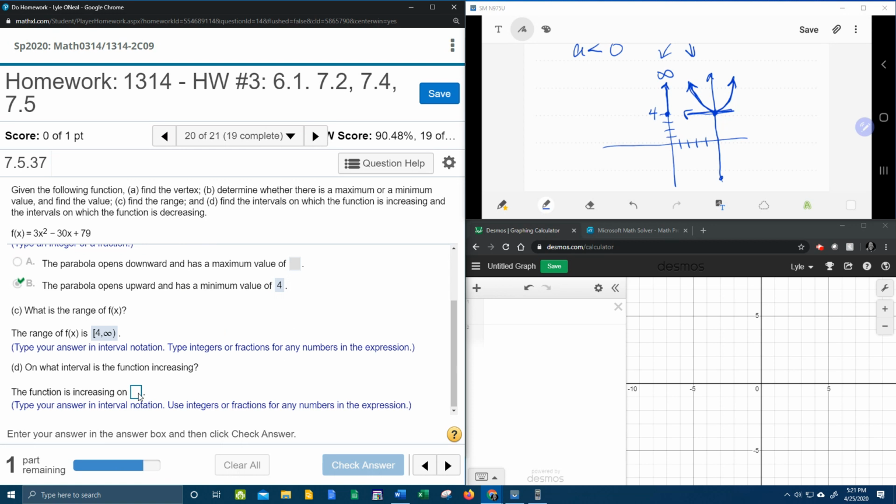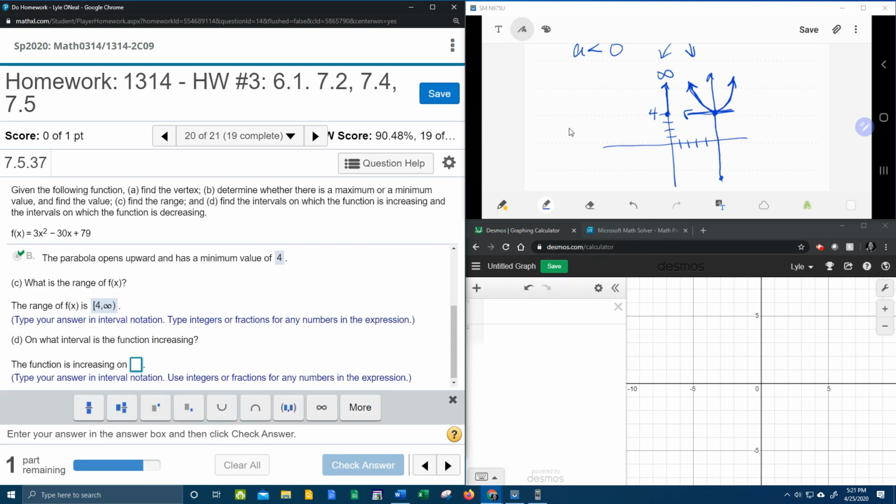The function is increasing on. Okay, so back up here to our graph, we can see that this side of the graph over here is increasing. Now, where does that start increasing? Well, it starts right here at 5. So from 5 to infinity, the function is increasing. On the other side, it's coming down. And that's going to be decreasing from negative infinity to 5. Okay, can you see that? It's going down from negative infinity up to this point, which is at 5. And then at 5, it starts going up.